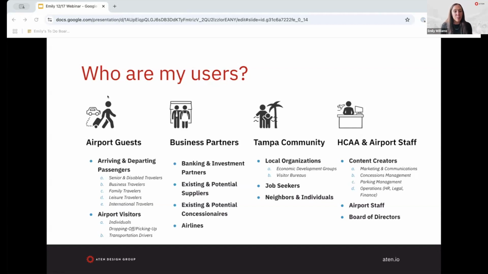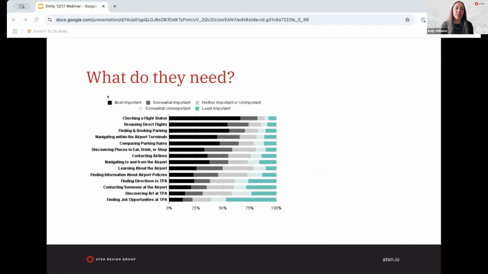and the Hillsborough County Aviation Association and airport staff. So there's some oversight by the HCAA, and there's airport staff, right? Concession management, parking management, content creators, that kind of thing. The important thing here is all four of these categories are going to use the website very differently. And so we need to think about that when we think about how to design a website. And finally, we need to think about what they need.